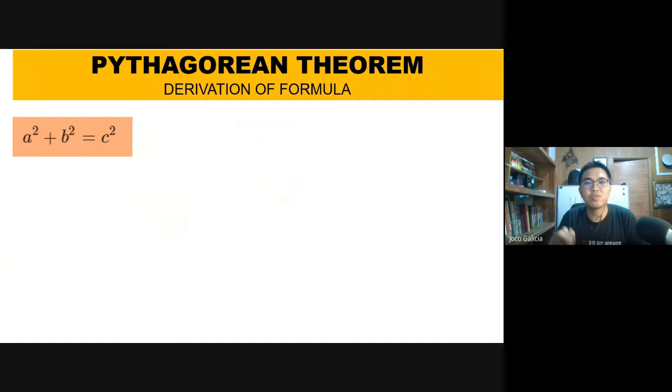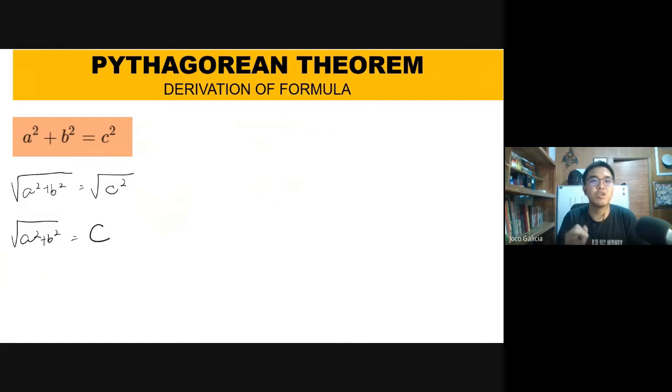Our first step, class, for example, tinatanong tayo, find the value of C. To find the value of C, syempre, si C squared, kailangan maging C lang siya. So, para maging C lang siya, i-square root natin both sides. Square root of A squared plus B squared is equal to square root of C squared. At square root of A squared plus B squared is equal to C. So, yan na yung magiging C natin. Formula for the value of C.